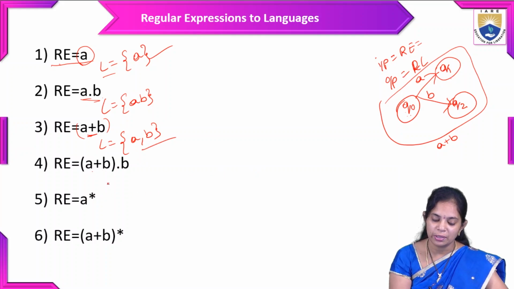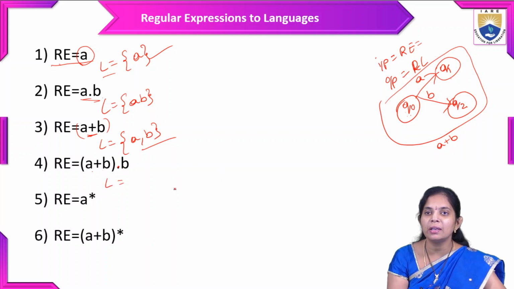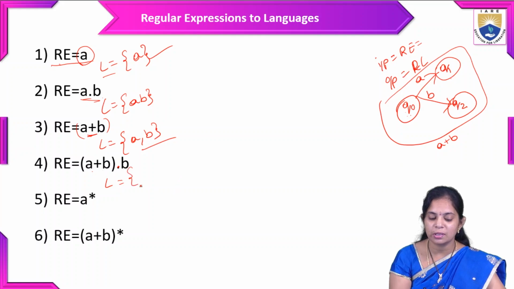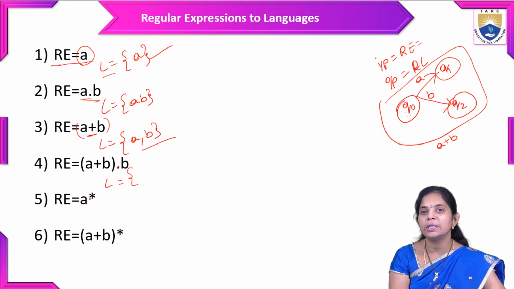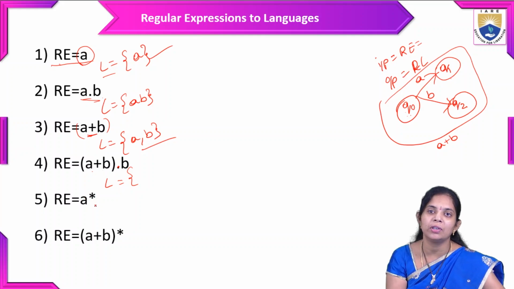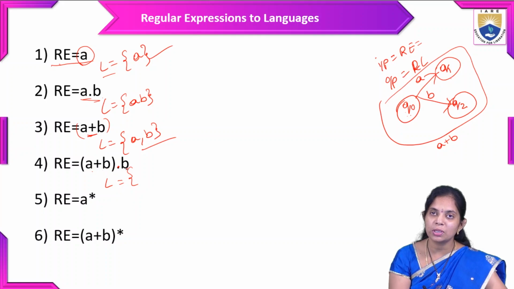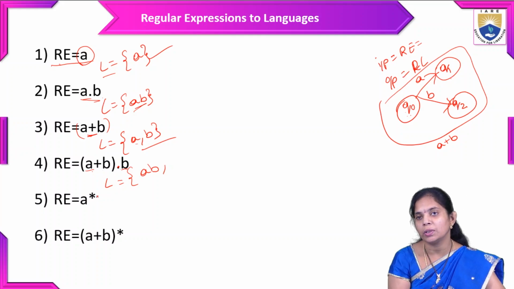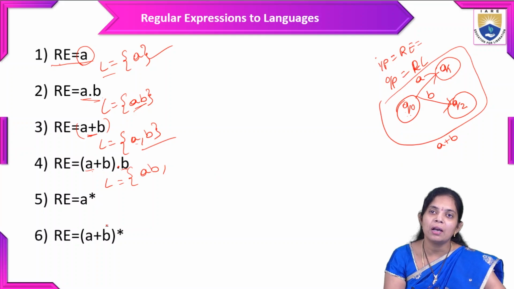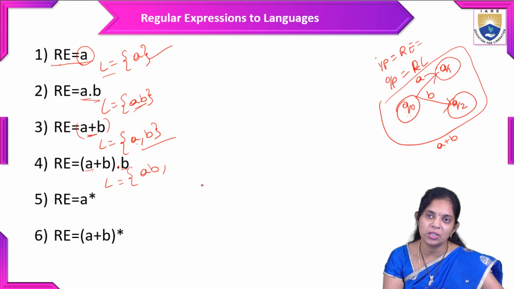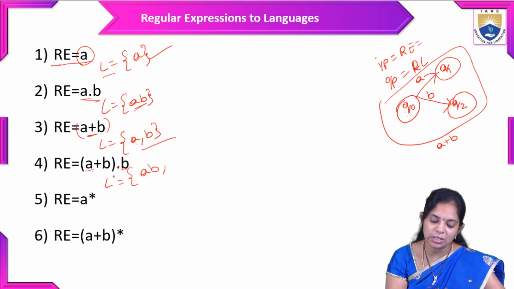And coming to (A plus B) dot B, here one more operation, concatenation, is there. So what is the language? As we discussed, we need to write the possibilities of the strings we have with the regular expression. Here the string starts with either A or B. If it starts with A, what comes next by concatenation? B. So we write AB. Next, we write a comma, there is no need to write the plus symbol, as we are separating all the possible strings. And if the string starts with B, we write BB. So this is the language, with no more possibilities.